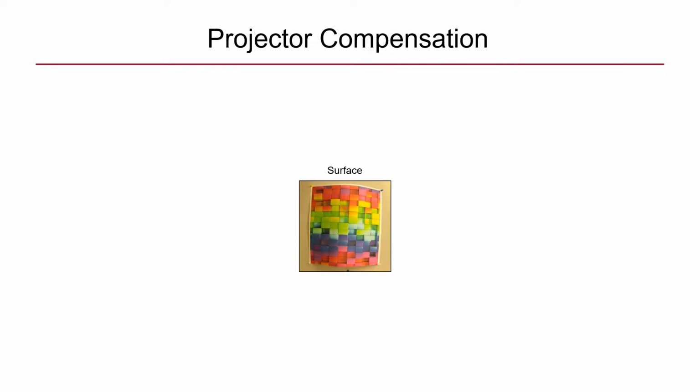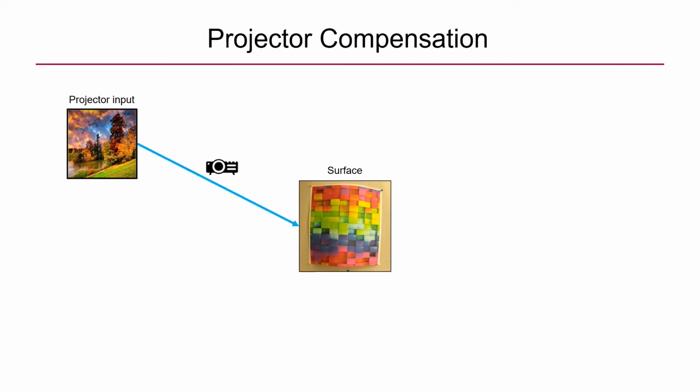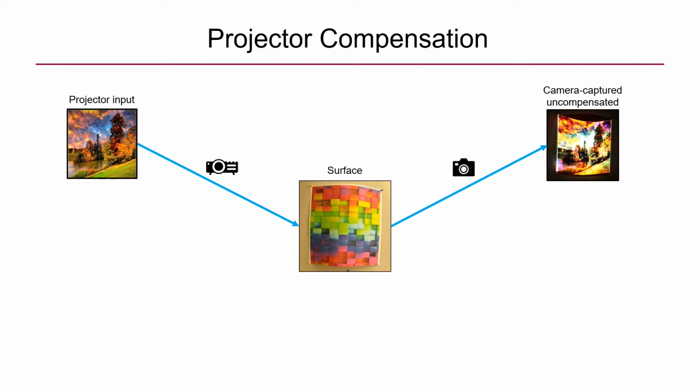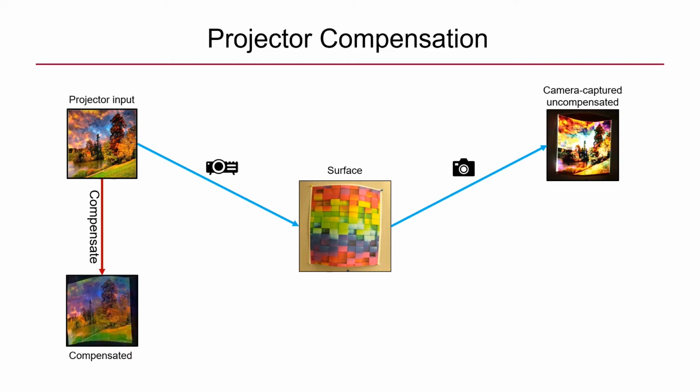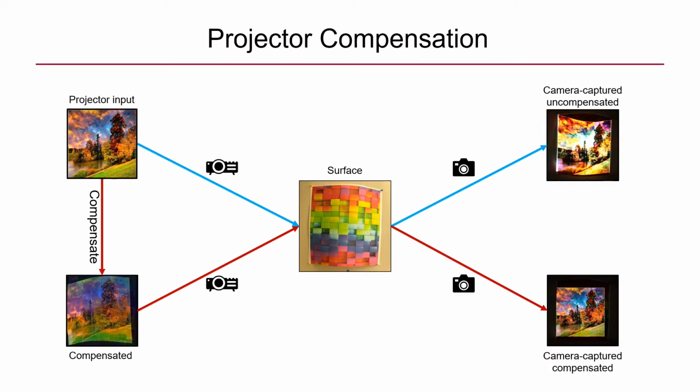Second, projector compensation. Given a projector input image, if we directly project it to a non-planar and textured surface, the camera captured, or the viewer perceived effect may be geometrically and photometrically distorted. To address this issue, we can compensate the projector input image, such that when projected to the surface, it can cancel the distortions. Projector compensation can be solved using the inverse of the relighting model.